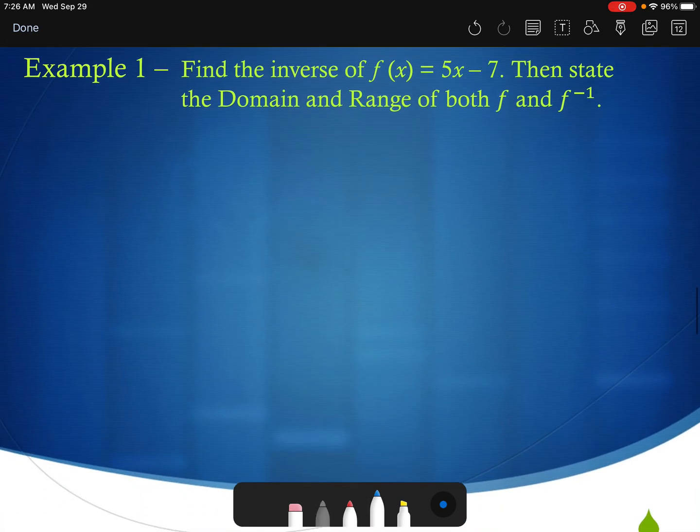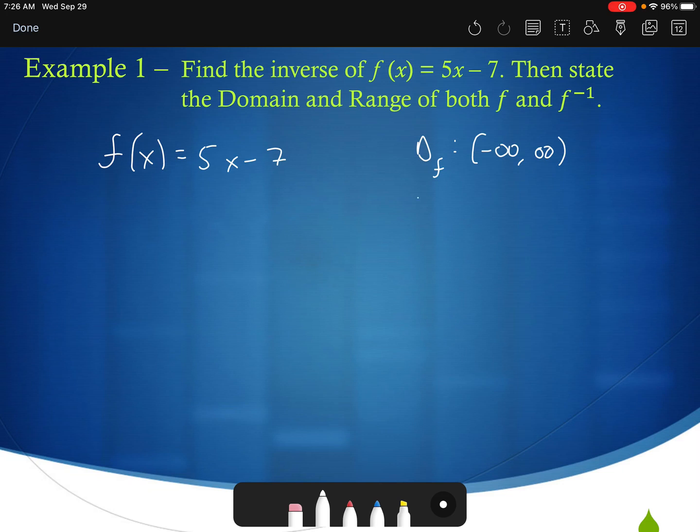So how do we do this? How do we solve? Well, first of all, it says find the domain and range of both f and f inverse and find the inverse. Okay, so let's first of all just write this out, f of x equals 5x minus 7. The domain of f, it's a line, so we know that the domain is -infinity to infinity, and since it's a line, the range is also -infinity to infinity.